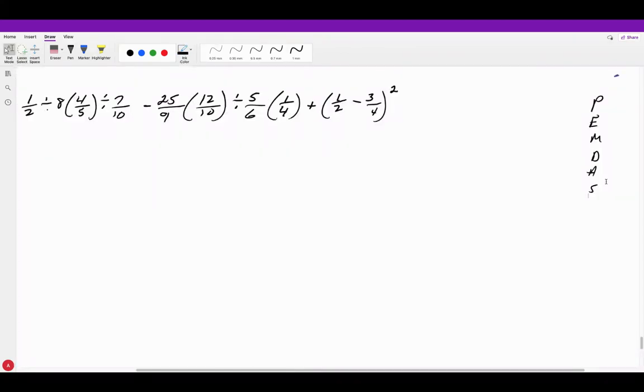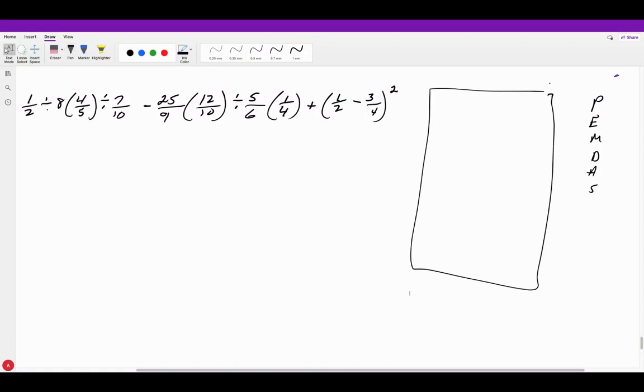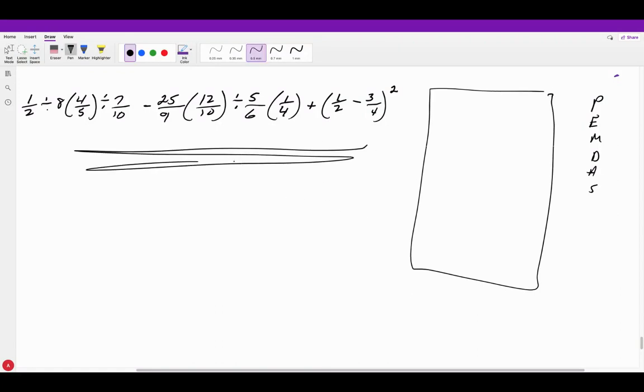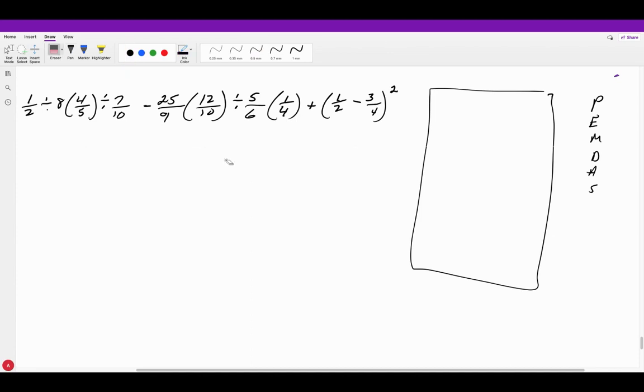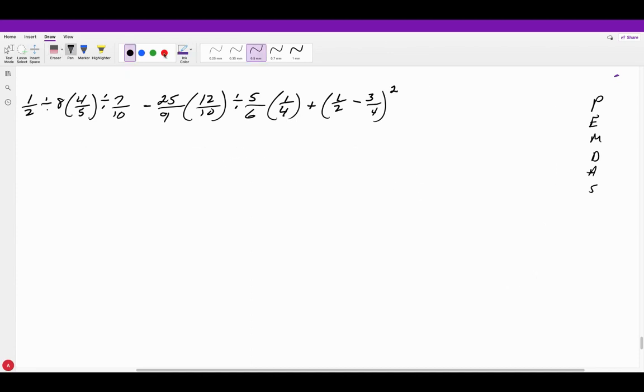And that is it. All right, so for this problem, I'm going to do all the work for the sections over here, and then I'll erase it, and I'm just going to write the answers for each section underneath because there's a lot to do, and there's not that much space. All right, so the first thing we need to do is our parentheses, which also is going to include the exponent that we need to do as well. So we need to do 1/2 minus 3/4 squared.